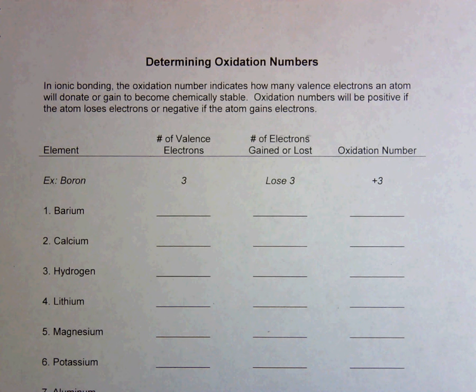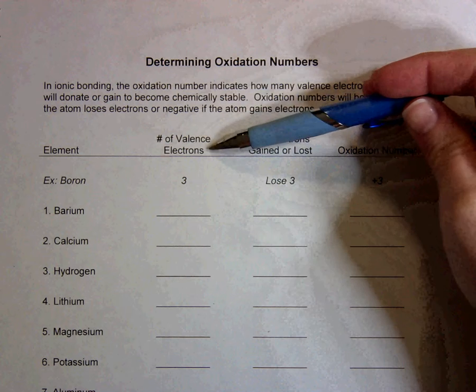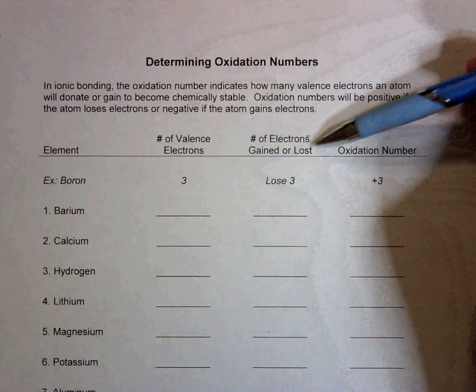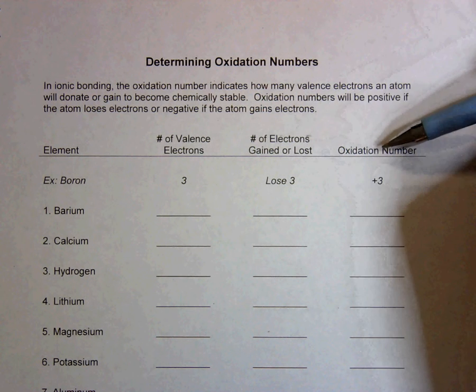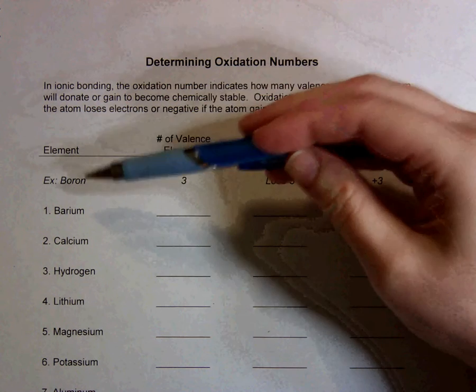Determining oxidation numbers. This worksheet just asks you to figure out how many valence electrons an atom has, how many electrons will be gained or lost, and what the oxidation number is based on that information. Now here's the example it gives us, boron.